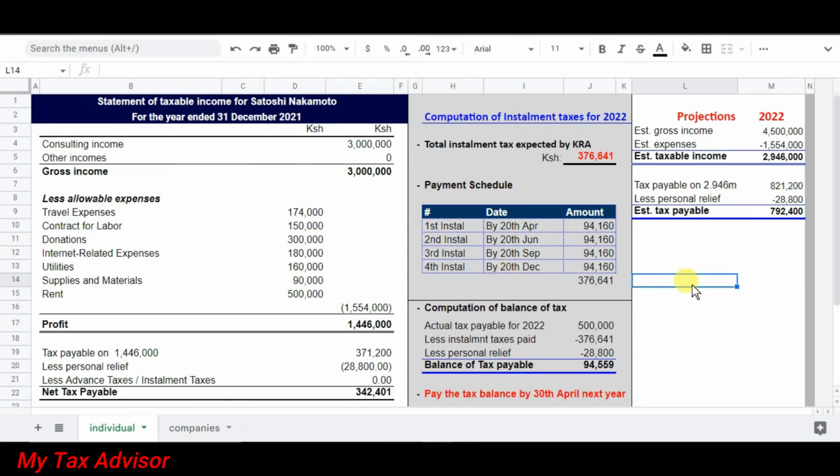Okay, let's assume that at the end of the year you have not paid any installment tax. So the law is saying that you qualify to be penalized 20% of the amount that you've not paid. So it's going to be 20% of this, and KRA will give you a penalty of 75,000. Quite a lot of money, right? So you can imagine now you'll be paying 500,000 tax for this year plus 75,000. All right.